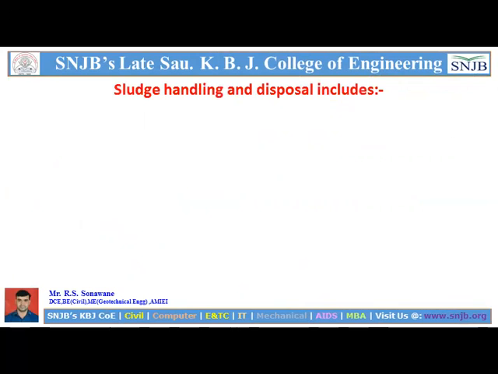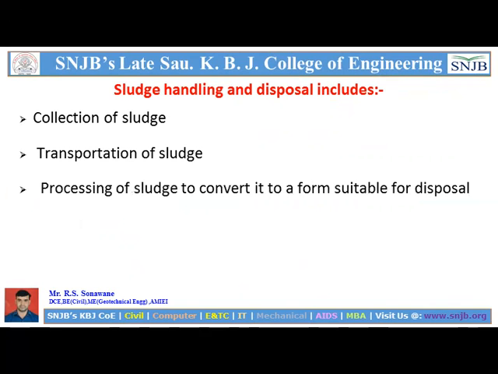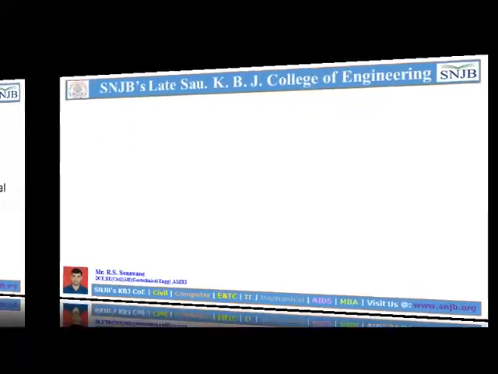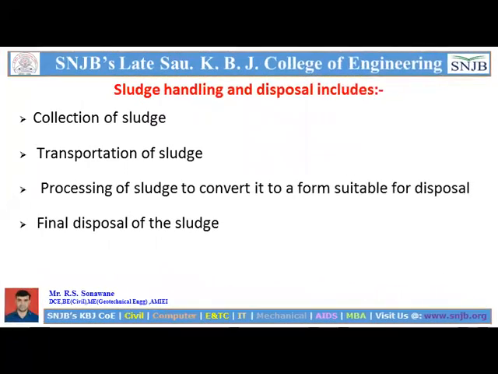Sludge handling and disposal includes what? Collection of sludge, secondly transportation of sludge, third is processing of the sludge to convert it into a form suitable for disposal, and the final one is final disposal of the sludge. So in sludge handling and disposal, these four parameters are very important: collection of sludge, transportation of sludge, processing of sludge to convert it into a form suitable for disposal, and final disposal of the sludge.